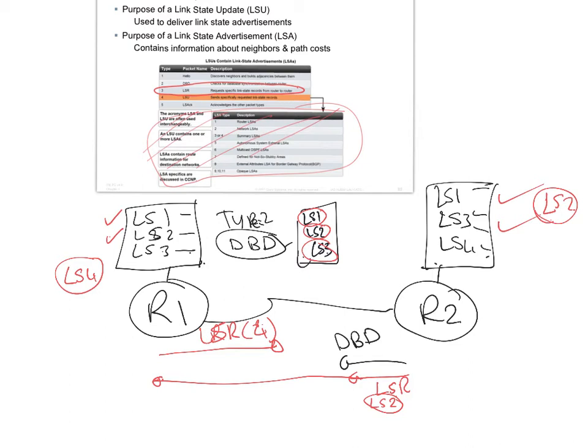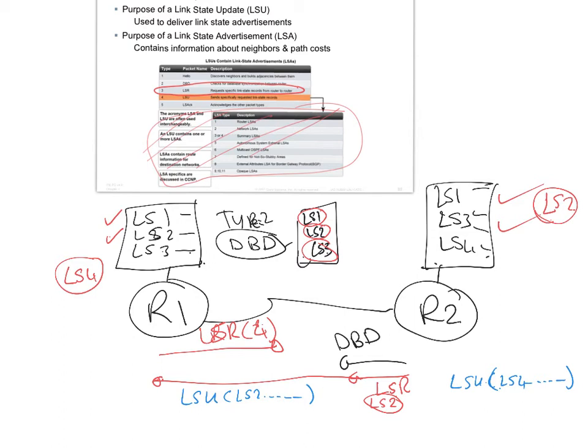Then R1 will send the link state update to R2 with link state 2 with all its details. Similarly, R2 will send a link state update to R1 with link state 4 and all its details. And then the two routers will become synchronized in terms of link state database. So that's the sequence.